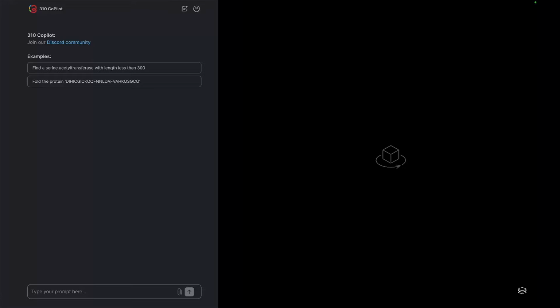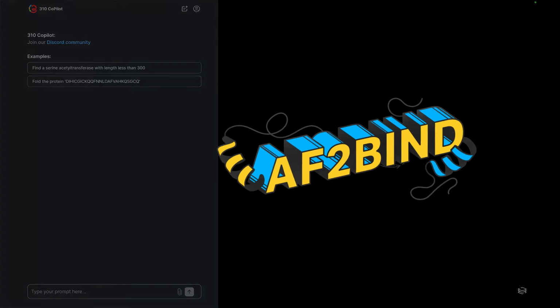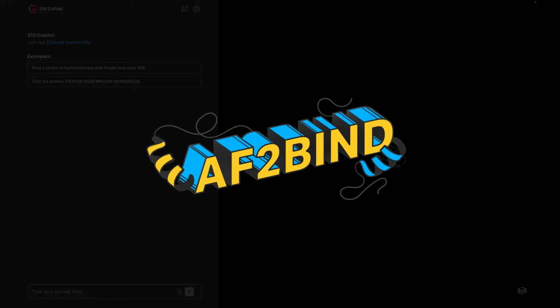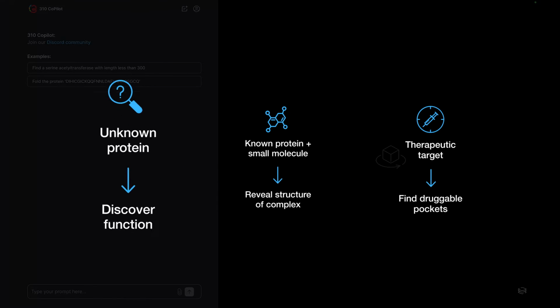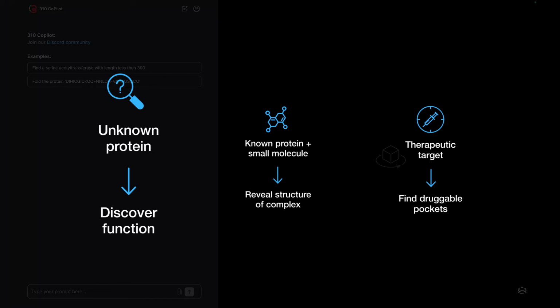In this 3-10 Copilot tutorial, we'll cover how to predict pockets in your protein using a method called AF2Bind. Now, why might you care about protein pockets? First, if you have an unknown protein and there's a strong pocket prediction, this might mean that it's an enzyme or maybe a small molecule receptor.